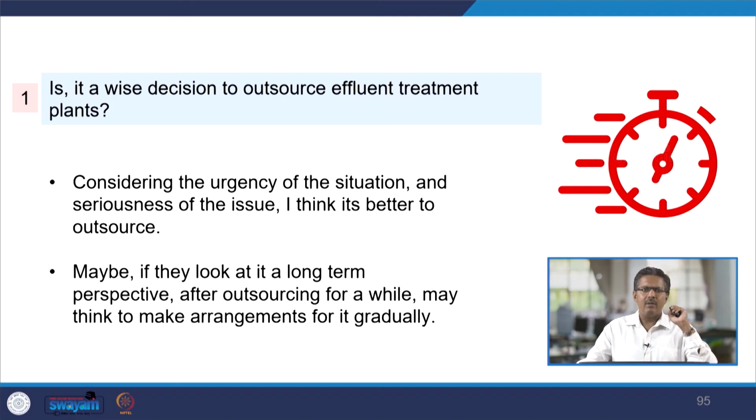Maybe if they look at a long term perspective, after outsourcing for a while, they can think of making arrangements to do it in house. That is a separate thing. But at the moment, outsourcing looks the only way out.